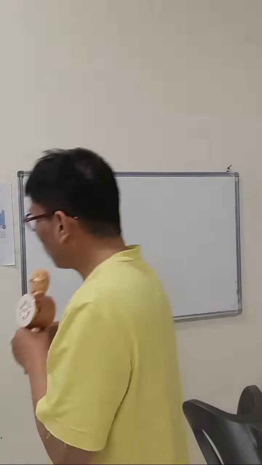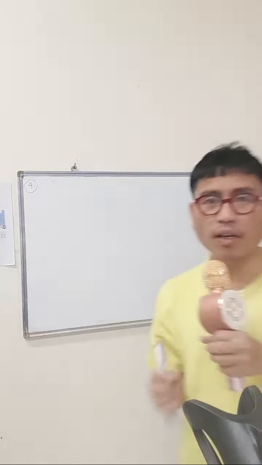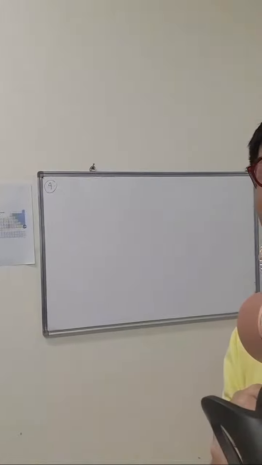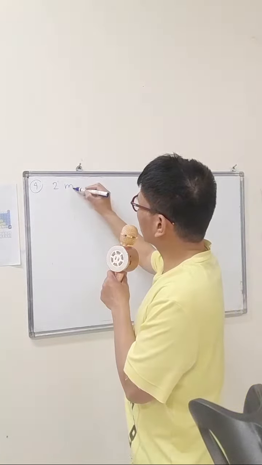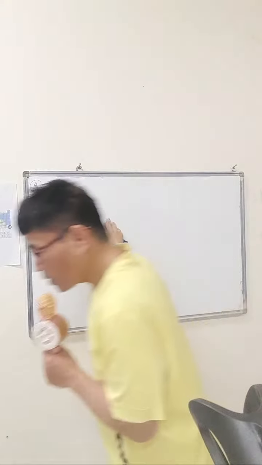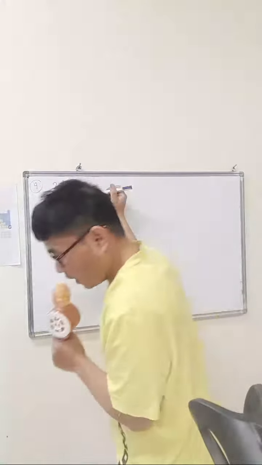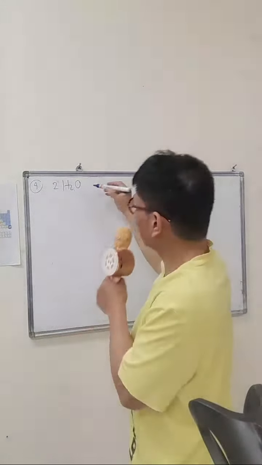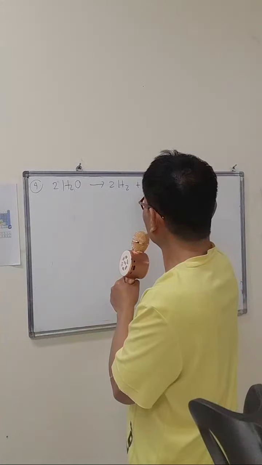Okay, this is all about, what's this? Okay, this one. 2 moles of water, is number 4, right? Okay, clear also. So, 2 moles, 2 H2O, will yield 2 moles of hydrogen gas plus oxygen gas.